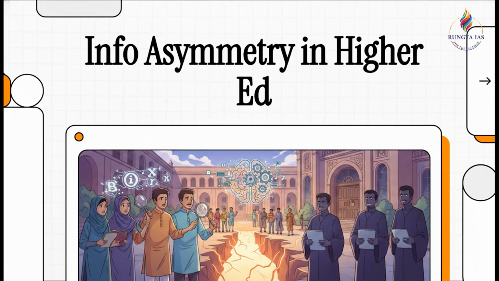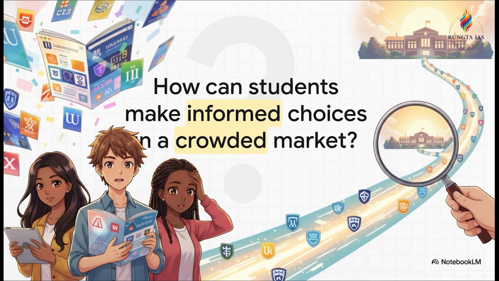Today we are diving deep into a topic that's absolutely crucial for your GS Paper 2, and that's information asymmetry in our higher education system. You know, this isn't just some abstract theory, it's a real, on-the-ground governance challenge that has massive policy implications for India. So I want you to just picture this for a moment.